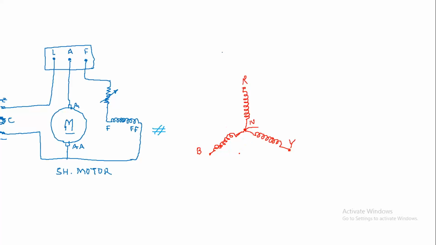So this is the armature winding. This is the field winding, which is connected across the DC excitation. So the field winding terminals are F and double F.